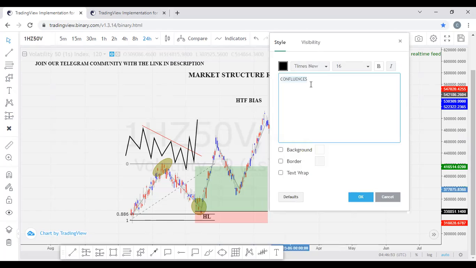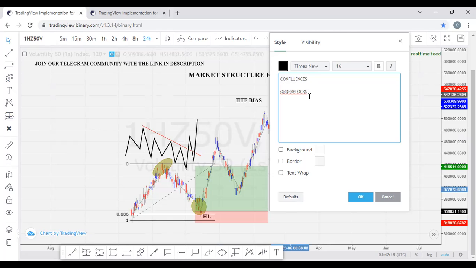What are the kind of confluences? Number 1 confluence you should be looking out for: you should be looking for order blocks. What are order blocks? They're the last candle before the reversal. That means the last bullish candle before the sell move that broke structure, or the last sell candle before the buy move that broke structure. So you look out for order blocks. Those are the first confluence you should be looking out for when you're taking a trade.